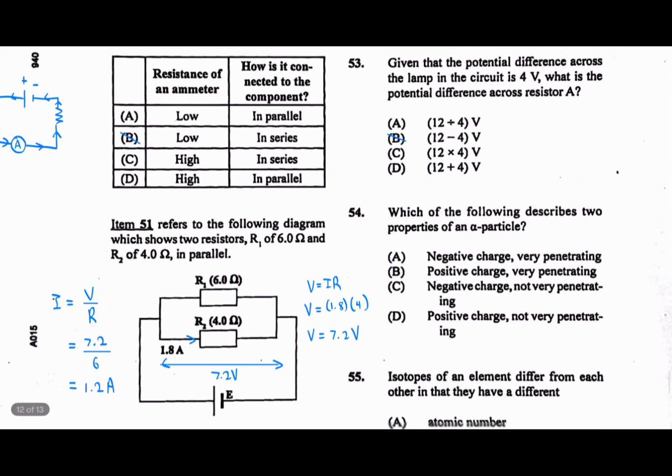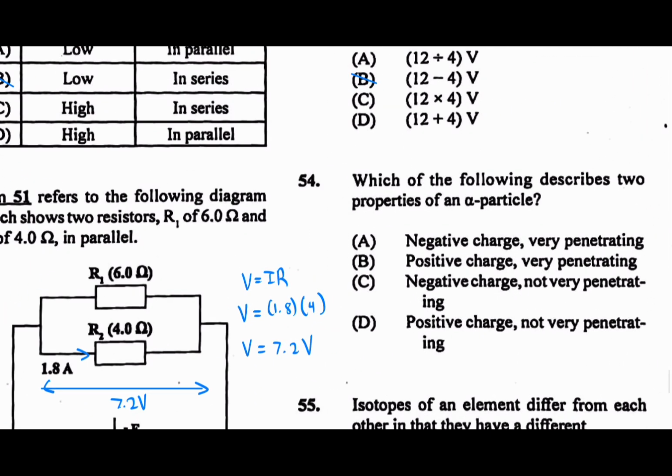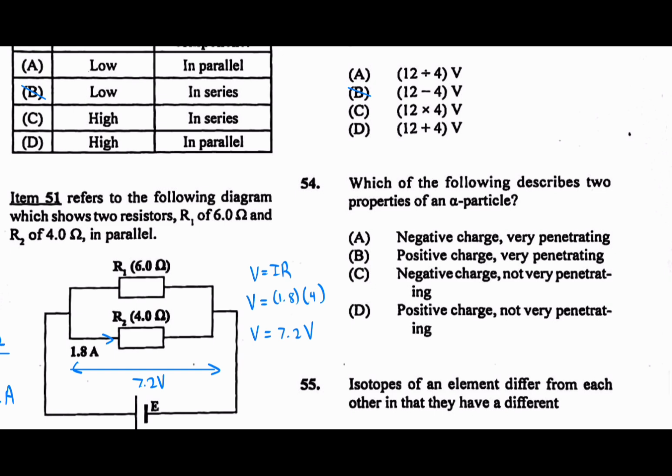54. Which of the following describes two properties of an alpha particle? So for those who don't know, an alpha particle exists as a helium nucleus in nature, which is 4,2He. So that would be positively charged, and it would be not very penetrating. It's actually the least penetrating. Right after that is beta, and after beta is gamma. Gamma is the most dangerous.